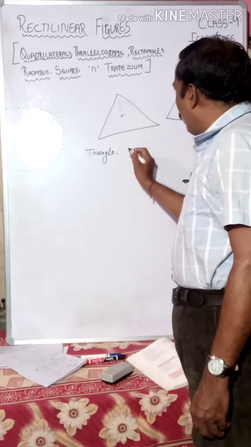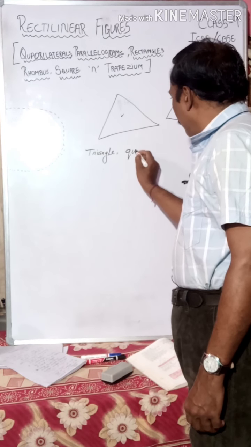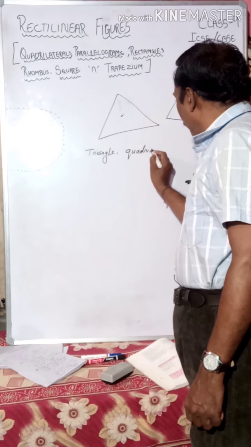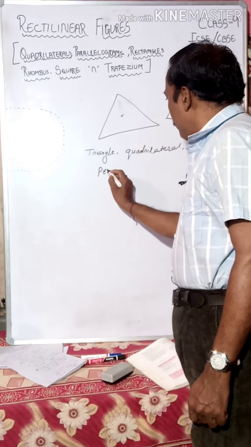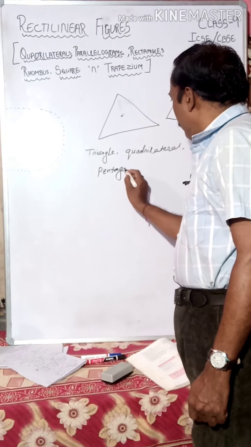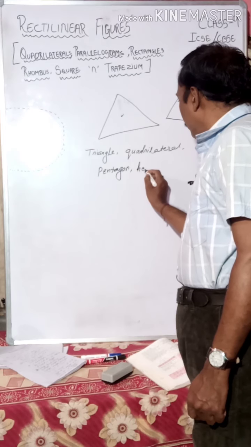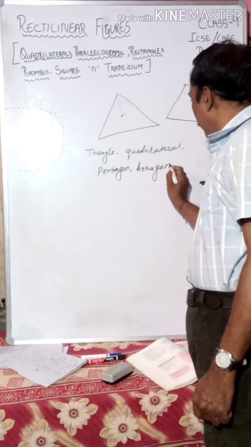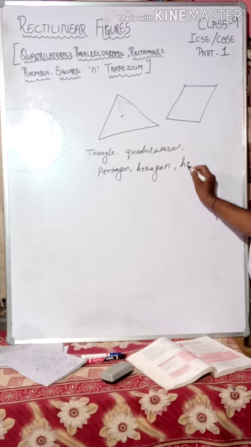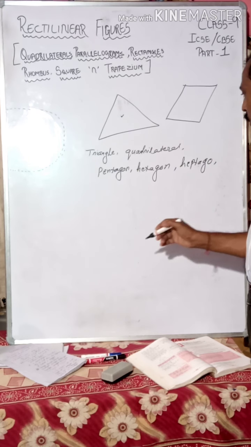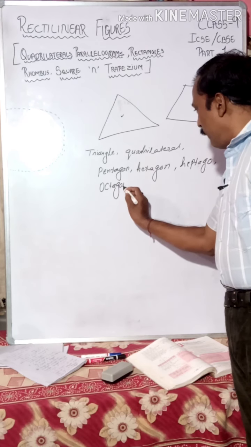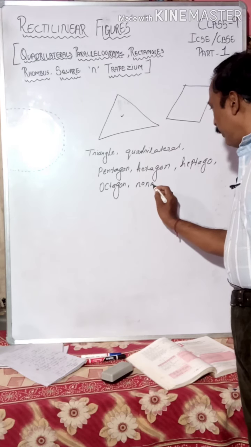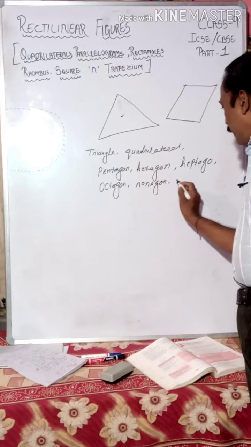And quadrilateral, pentagon, hexagon, heptagon, not septagon, that is heptagon, octagon, nonagon, decagon.